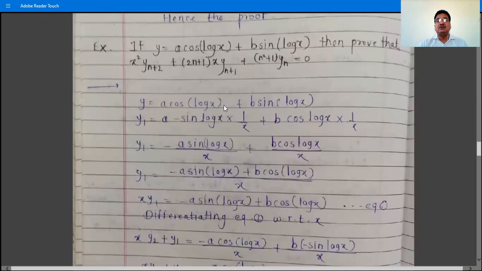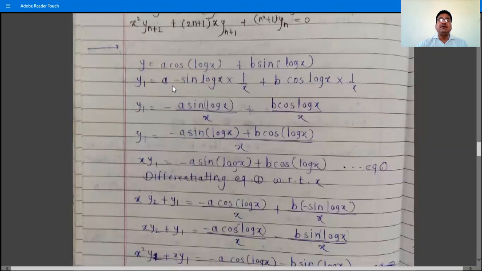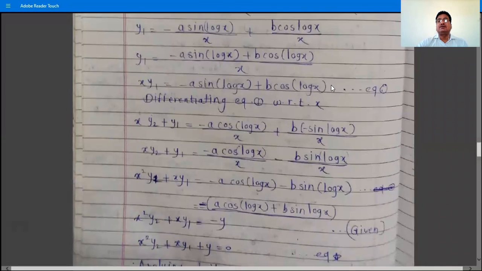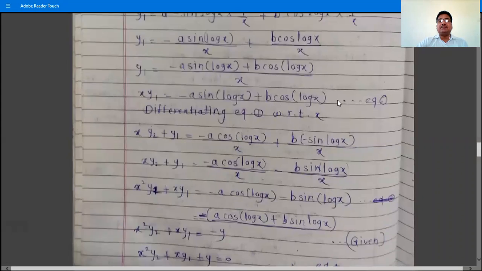So y is a cos log x plus b sin log x. So y1 is a, derivative of cos x is what? Minus sin x. So derivative of cos log x is minus sin log x, in bracket, into derivative of log x, which is 1 by x, plus b sin log x, derivative is cos log x, into derivative of log x, 1 by x. So take x as LCM, into 1 by x means divide by x, and then shift x to LHS. We have x y1 is equal to minus a sin log x plus b cos log x. Okay, so this is the first step.